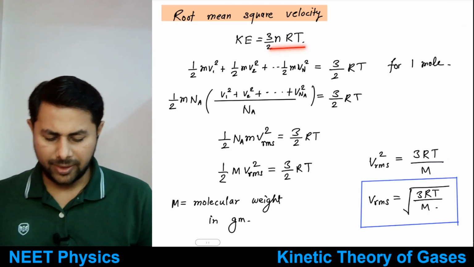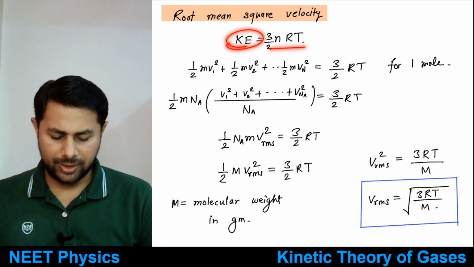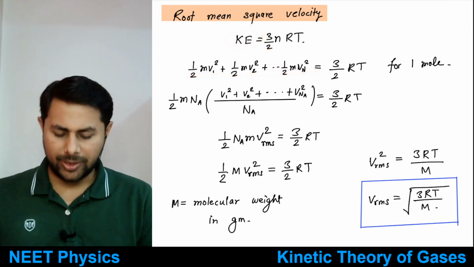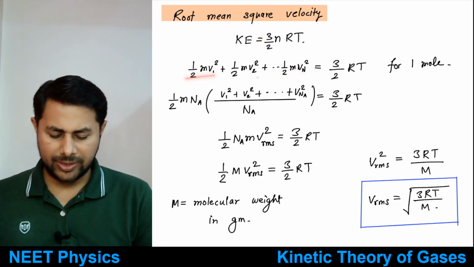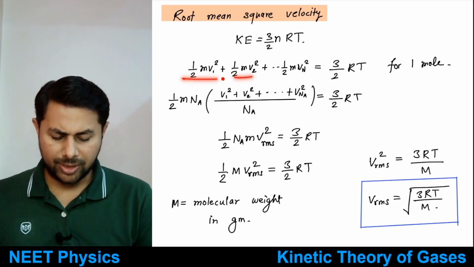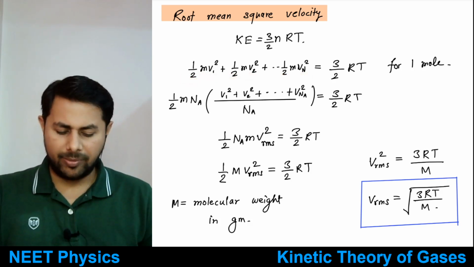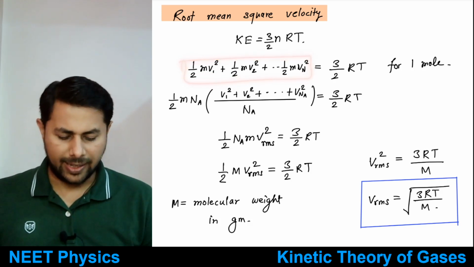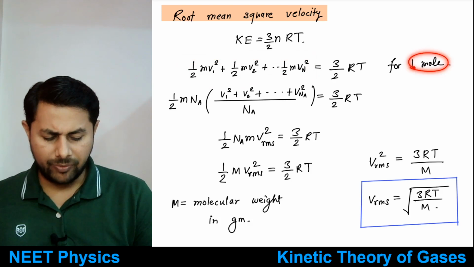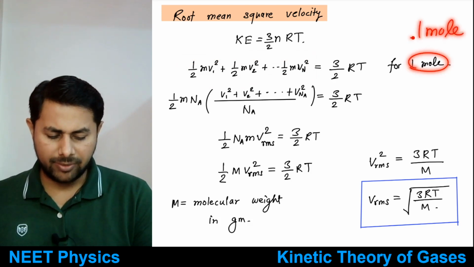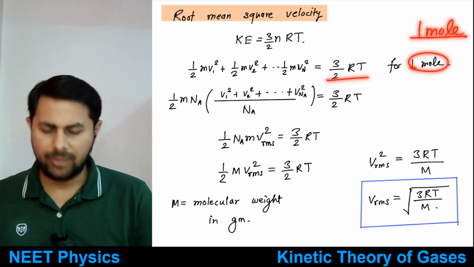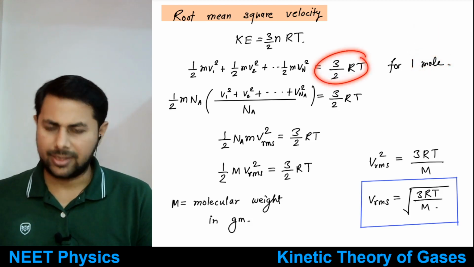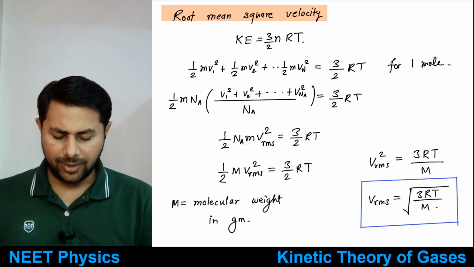So if you use that, what is kinetic energy? It's just the sum of kinetic energies of all molecules. So half m v1 square plus half m v2 square, and so on up to half m vn square. This is the total kinetic energy of the gas. And if you take 1 mole, n equals 1, then this is 3 by 2 RT.